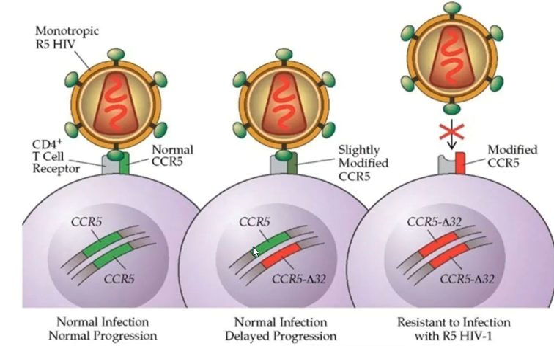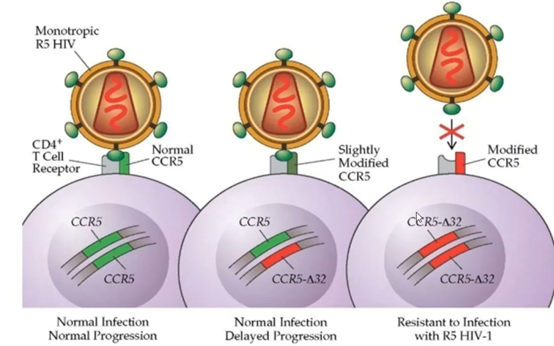So in this case, the individual will produce, as is shown here, a slightly modified CCR5 protein. The HIV virus can still bind to it, but it doesn't bind as effectively, so you see delayed progression of the symptoms associated with HIV infection.